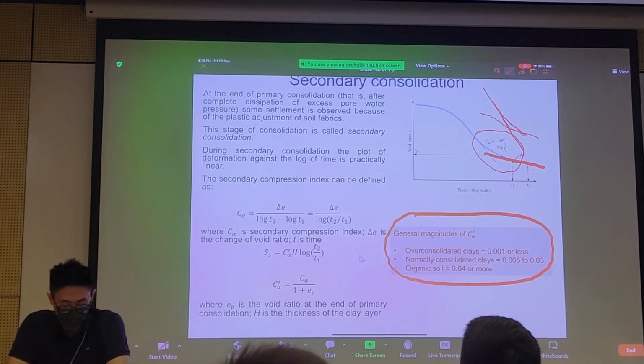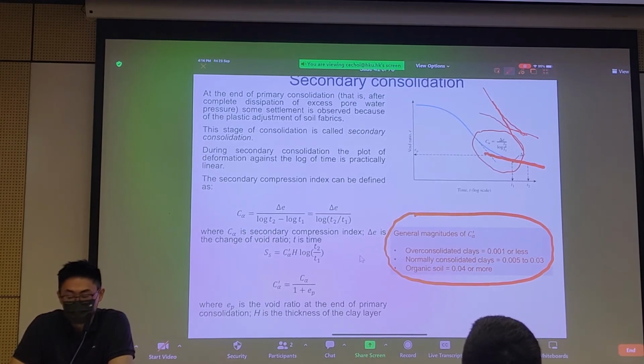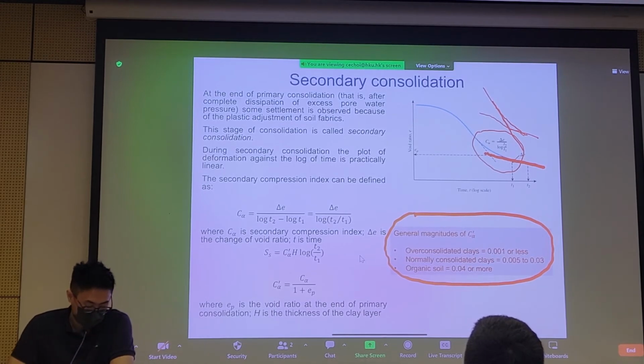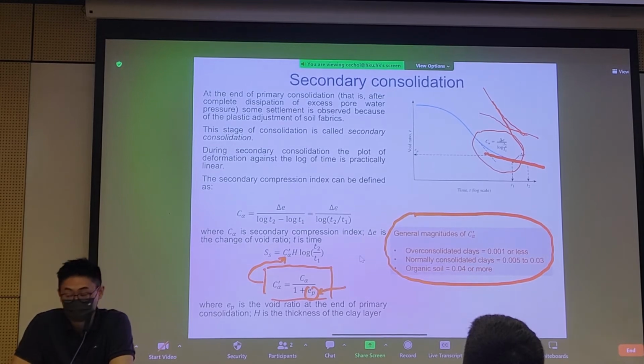So if you're interested about what the general order of magnitudes are for a secondary compression index, then for OCR clays, they're quite small. We're talking about 0.001. For NC clays, it's a bit higher by maybe 3 to 5 times. Organic soils can be very high. Even after you finish consolidation, your organic soil can still exhibit a lot of creep, secondary consolidation. And if you want to characterize the secondary compression index for use here, it's defined here. And this is the void ratio at the end of primary consolidation. So that's how you would calculate creep.